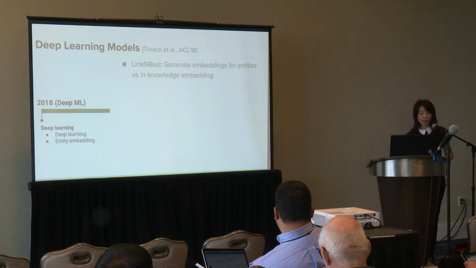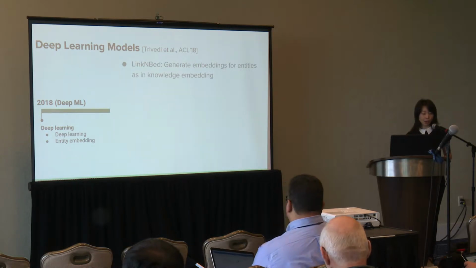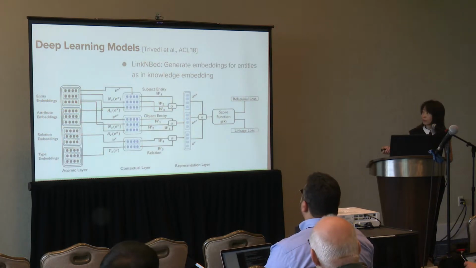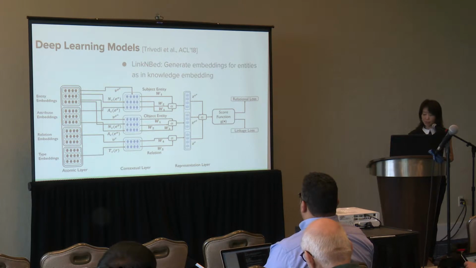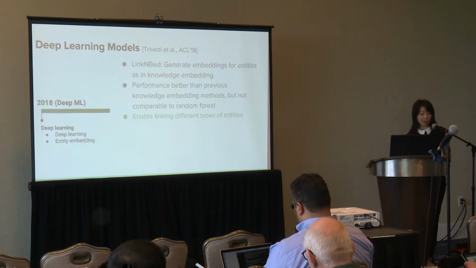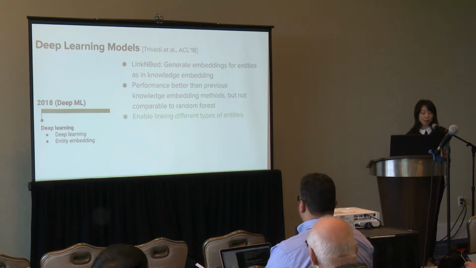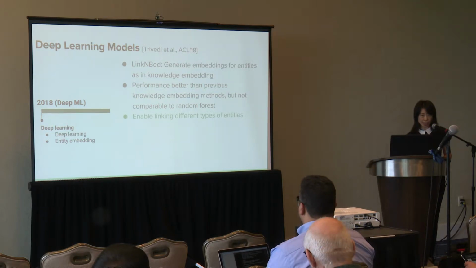And there is another deep learning model proposed, and that is borrowing the idea from knowledge graph embedding. It generates embeddings for the entities as we do in knowledge embedding and compares two entities on the embeddings. This is a super complex model, which I will skip. The key message from there is that the performance is better than previous knowledge embedding methods, but it cannot compare with random forest. However, the promise there is that it enables linking entities of many different types. So we do not need to train a model for every type.